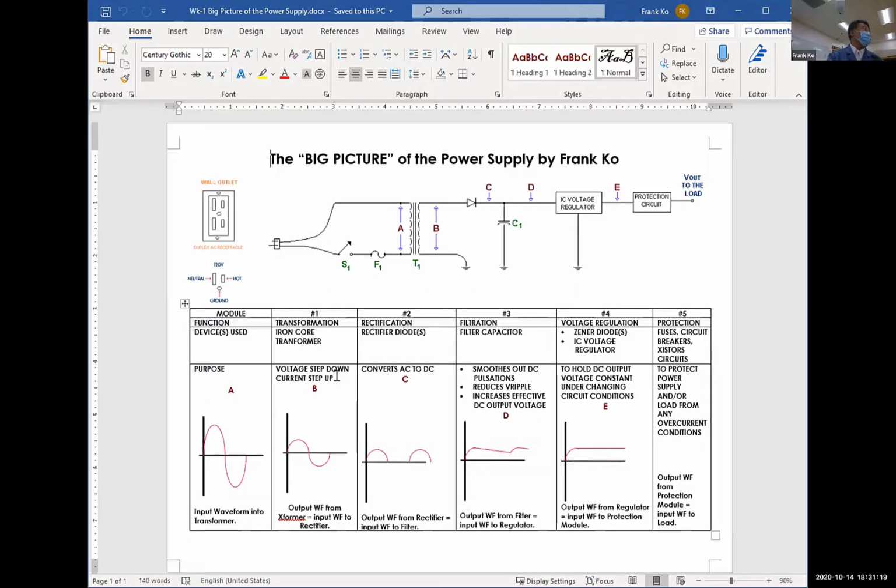You can't use LEDs. LEDs are diodes. You cannot use LEDs. You cannot use Schottky diodes. You cannot use any high-speed switching diodes. You have to use something very special called rectifier diodes. So these are special diodes. You can't use photodiodes. They're also diodes. You have to use rectifier diodes.